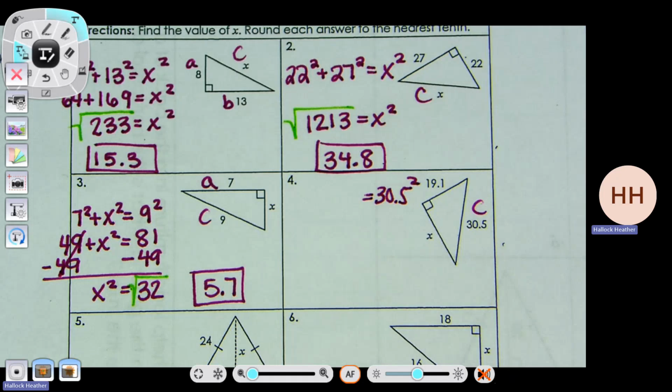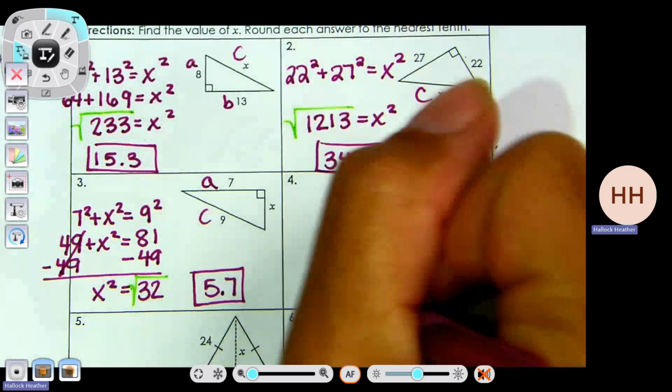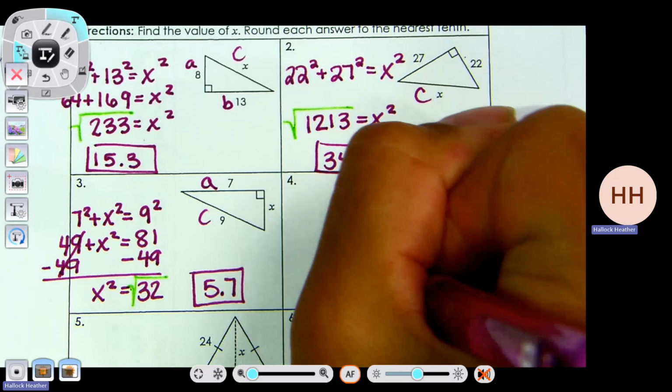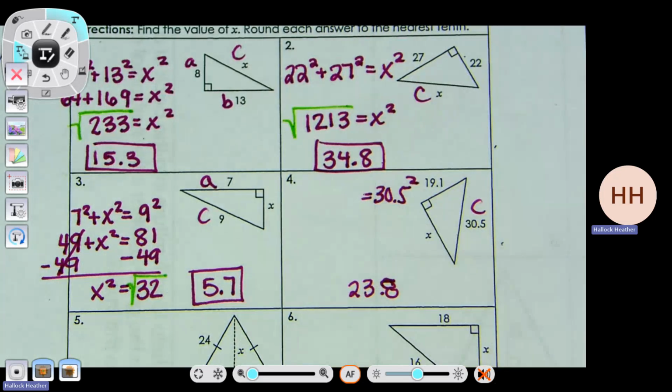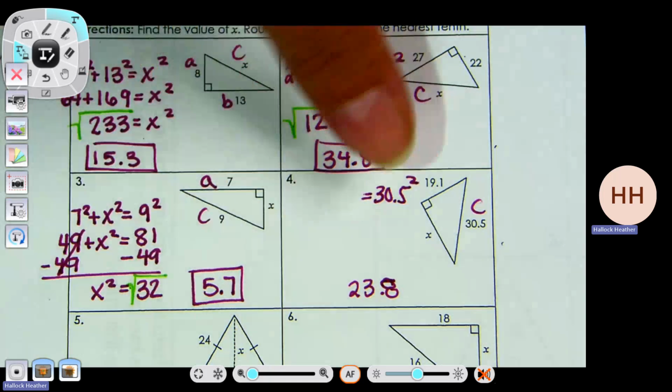This one ends up being a subtraction problem because you know the C. So you have to subtract from both sides and then you square root. So for number 4, what's your final answer? 23.8.